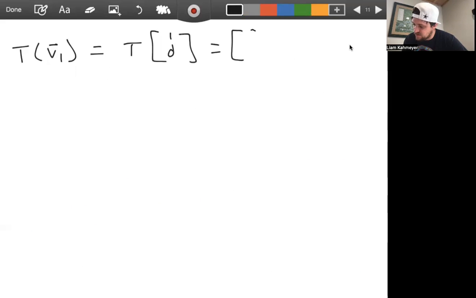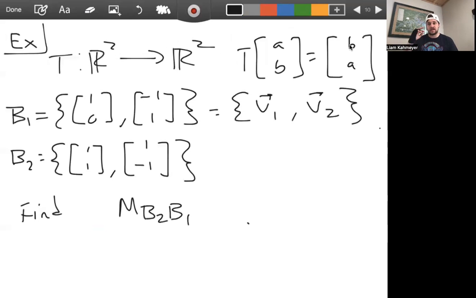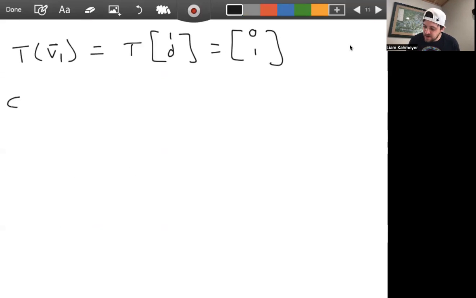Well, what's T(v1)? T(v1) is going to be T of (1, 0), which is (0, 1), right? Because based on how our transformation is defined, it takes elements in R2 and flips their coordinates, right? And then we need to find C_B2 of T(v1). This is the first column of the matrix M_B2,B1.